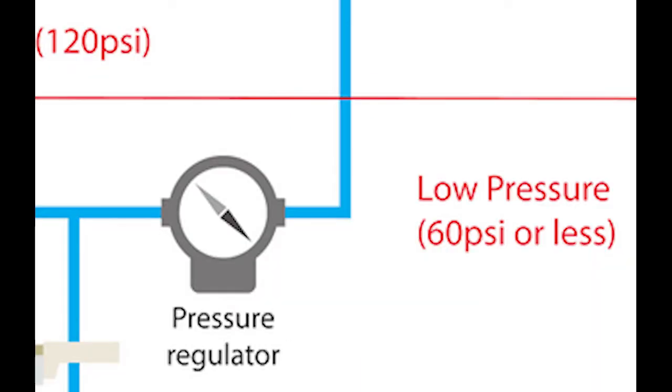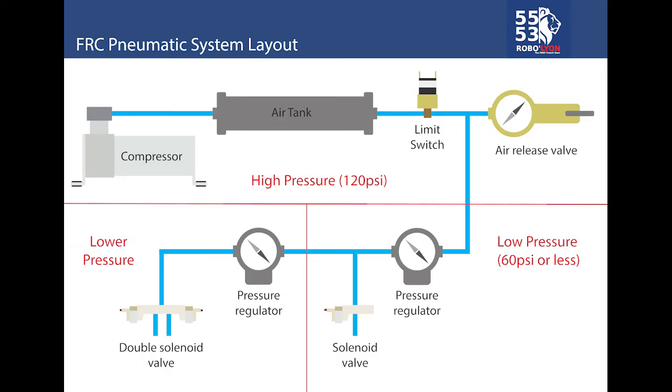But this device is unique because it allows us to maintain a different pressure on the input side and output side of a regulator instead of just changing both by the same amount. This is very useful because it allows us to have high pressure parts of our pneumatic system as well as low pressure parts of our pneumatic system.